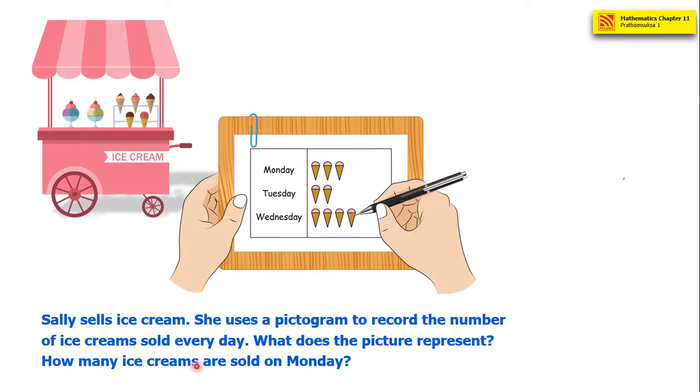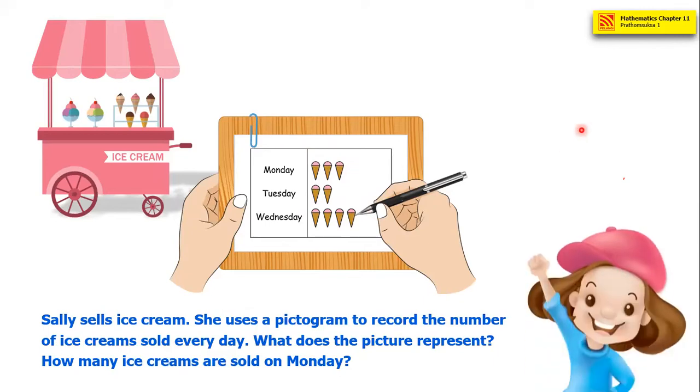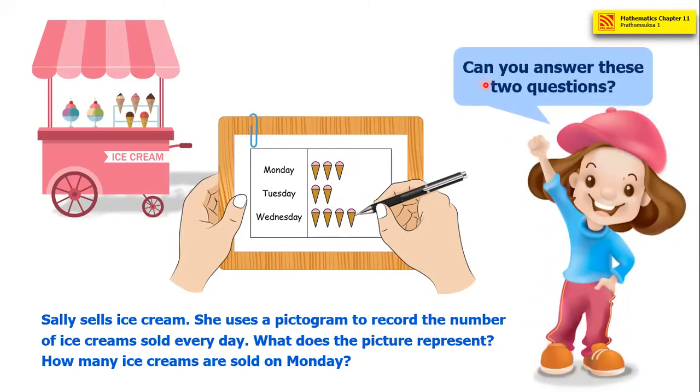And how many ice creams are sold on Monday? 1, 2, 3. We can count them. So the pictogram shows ice cream sales, and Monday was 3. So that's the two questions. What does the pictogram mean? How many ice creams we sold? And how many on Monday? We count 1, 2, 3.